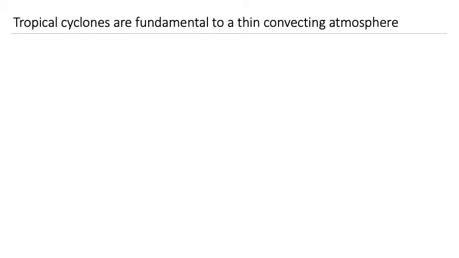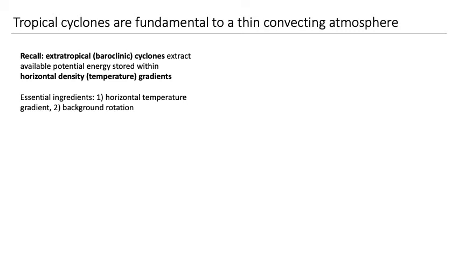Okay, so in general, and this is partly an outcome of the work we published last year, but I think what I'll talk about here is more general than that, tropical cyclones are really fundamental to a thin convecting atmosphere like we have on Earth. So this goes way back to what we mean by thin. Remember, it is much shallower than it is wide. And we have a convecting atmosphere, particularly in the tropics. So what do these things mean, and why do we say this?